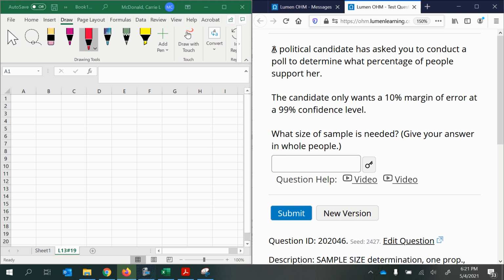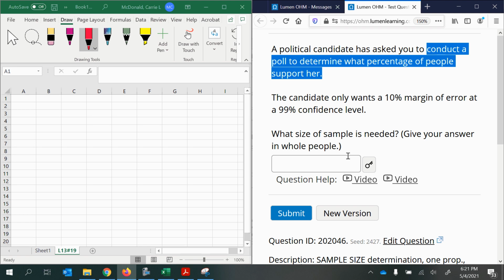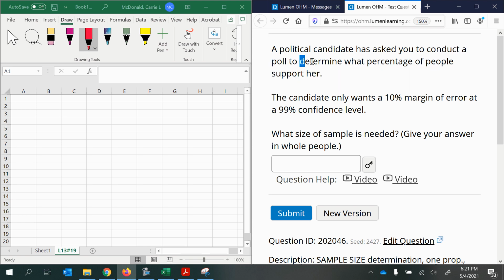In this problem, we're asked to conduct a poll to determine what percentage of people support a political candidate. So we're determining a percentage, which generally means that you're going to do a confidence interval to estimate the population proportion of people who support her.